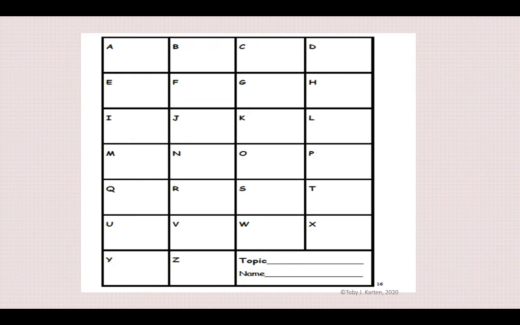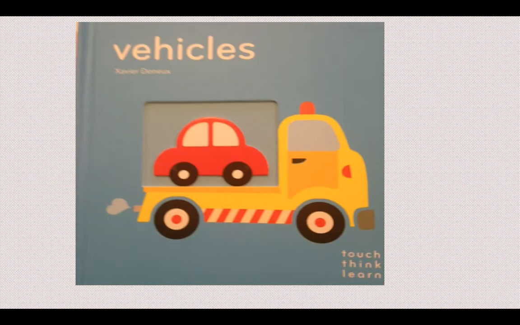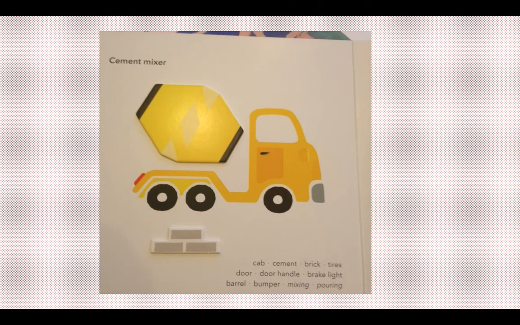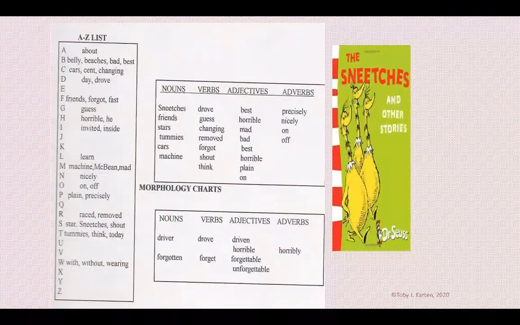So for the younger grades, I would recommend that you compartmentalize it by offering students a frame such as this, where they could place one word within a box or perhaps a picture or an image. Like this book here is from the MoMA, the Museum of Modern Art, and it's on vehicles. And each page has a different vehicle, such as this one on cement mixer, which has words like bumper, pouring, mixing. It has nouns, verbs that the students then sort into a vertical A to Z list or across horizontally.